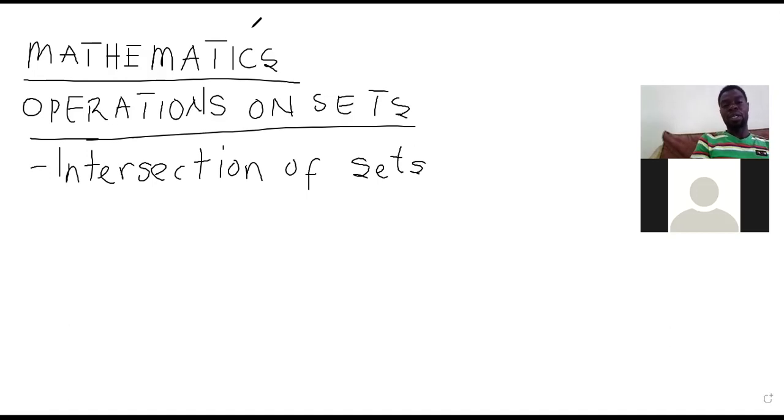Intersection of sets, and that's the symbol for intersection. Now, when we talk of intersection between two or more sets, not only two sets, it should be two or more sets, we are looking at members that are common to those sets. That will be their intersection, members that are common to those sets.